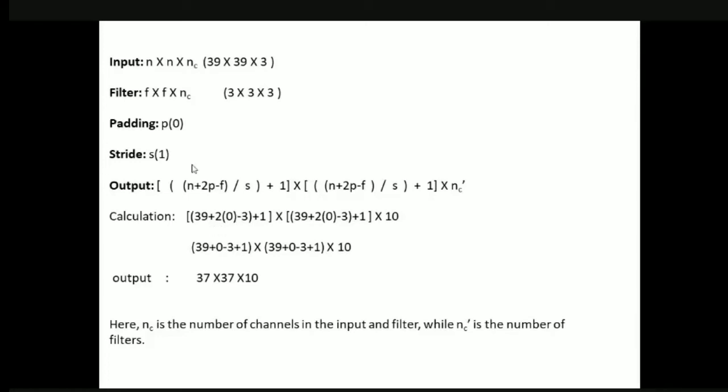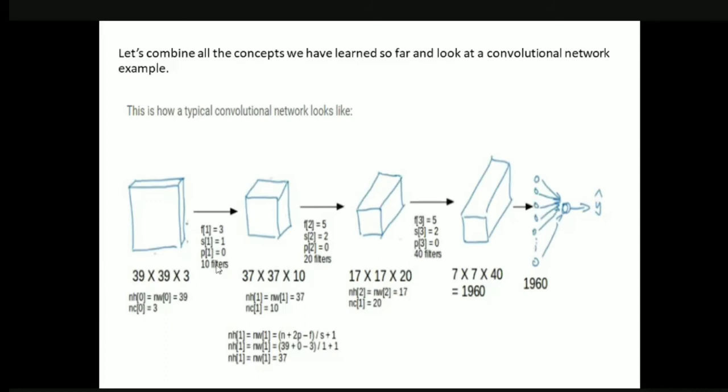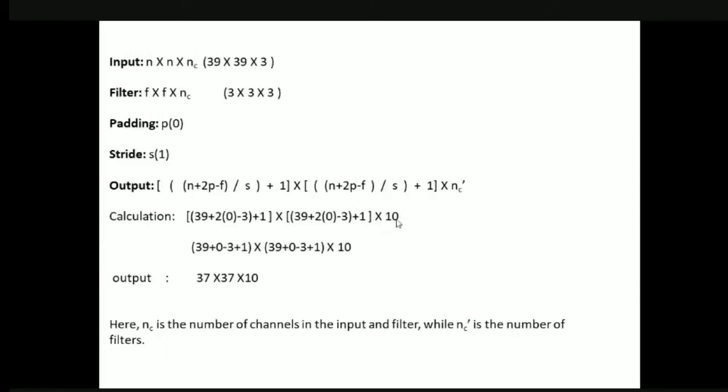Okay, what is s? 1. So by 1 I did not give it here, because by 1 will be the same value, plus 1, into again 39 plus 2 into 0 minus 3 plus 1, into what is here, nc dash. nc dash means the number of filters. How many filters are we using here? 10 filters, right? So we include the 10 value here. So what will be the value? 39 minus 3 is 36, 36 plus 1 means 37. Here also 37, into 10.